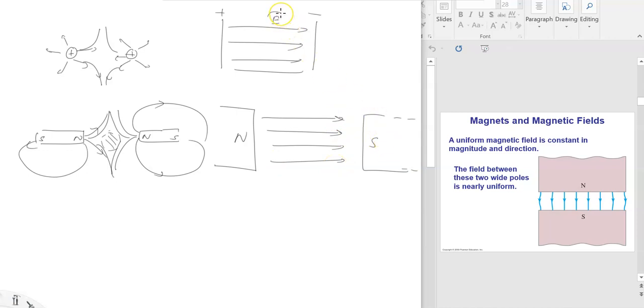Electric fields we denote with the letter E. Magnetic fields, what's the letter we use? You can guess, a good guess would be the letter M, but unfortunately we don't use that. Magnetic fields are denoted by the letter B. Okay.